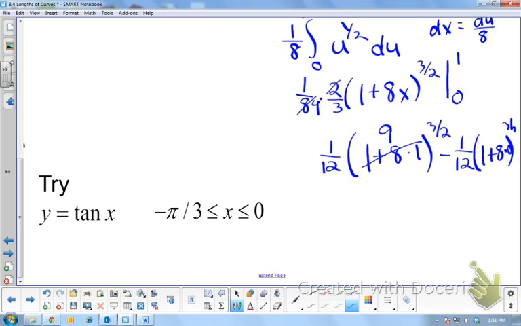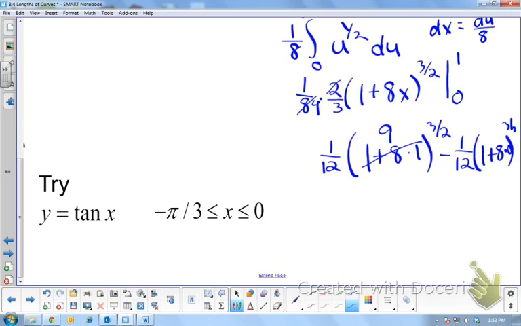If you try and do 9 cubed, 9 times 9 is 81, 81 times 9 is 729. It's a big number. Then we have to try and square root 729. I don't know about you guys, but I have no idea what the square root of 729 is. It's 27.